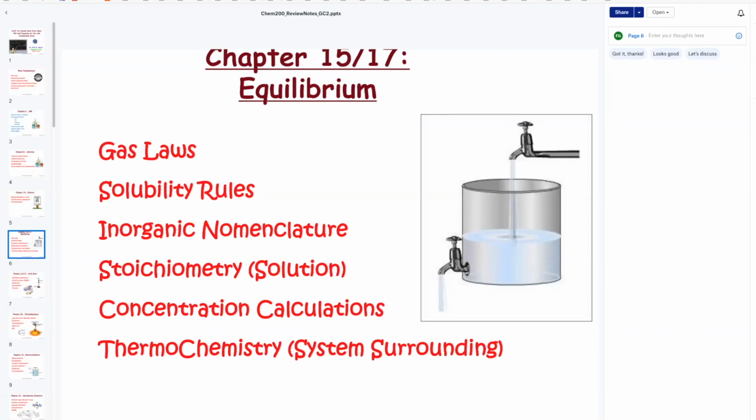Equilibrium, you need to know about gas laws because we deal with gaseous chemicals when we do equilibrium. You need to know about solubility rules because a lot of the reactions that we are dealing with are chemicals that are dissolved in water. Inorganic nomenclature, of course, stoichiometry, concentration calculations, and thermochemistry. Heat is exchanged when we have a chemical reaction, and heat can influence whether the reaction will be more efficient or less efficient. Okay, so that's what you need to know when we hit equilibrium.